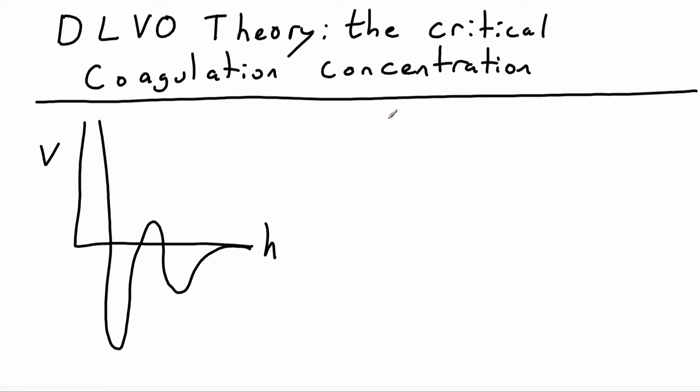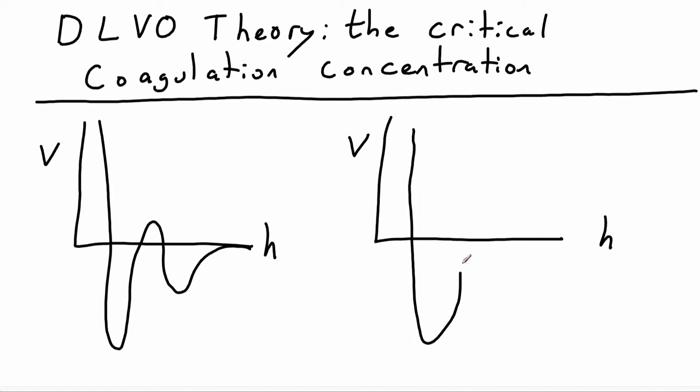So we can imagine if we were to increase the amount of electrolyte in the system, that's going to shrink the Debye length and shrink electrostatic repulsion, and eventually this curve is going to look something like this, where this maximum is not rising above the zero of potential energy. Let's mark this as the zero of potential energy. In that case, coagulation will be fairly rapid.